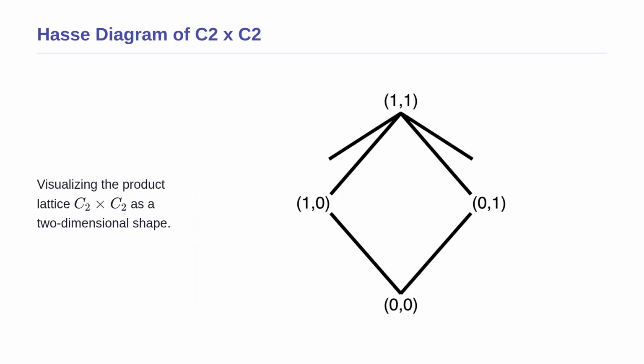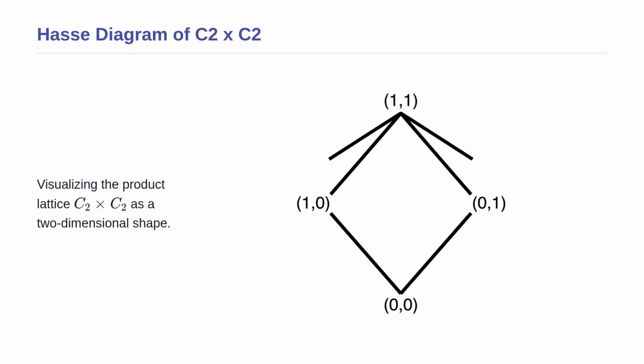Let us visualize the math we just performed. You are looking at the Hasse diagram for our product lattice. At the very bottom, we have the shared floor at 0, 0. From there, you can move up along the solid lines to either 1, 0 on the left or 0, 1 on the right. Notice that there is no straight upward line connecting those two middle points because they are incomparable.